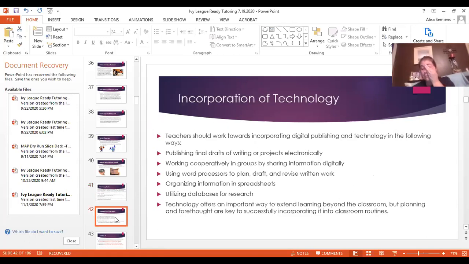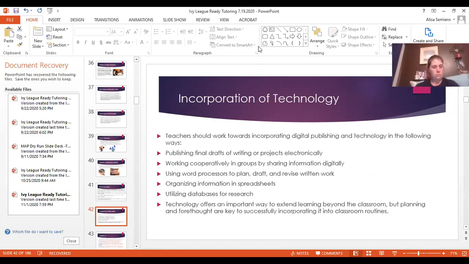So, incorporation of technology. Teachers should work towards incorporating digital publishing and technology in the following ways. Publishing final drafts of writing or projects electronically. This is how it physically lives in your classroom, because I'm a teacher and I need to know, okay, how does this live in my classroom? So this is how it lives in your classroom: publishing final drafts of writing or projects electronically.